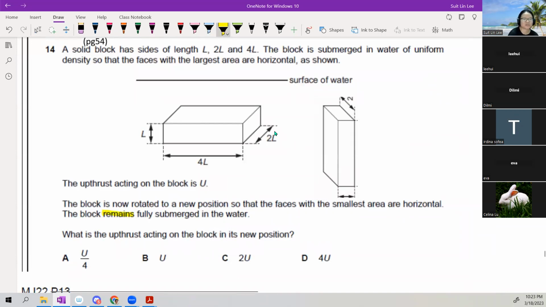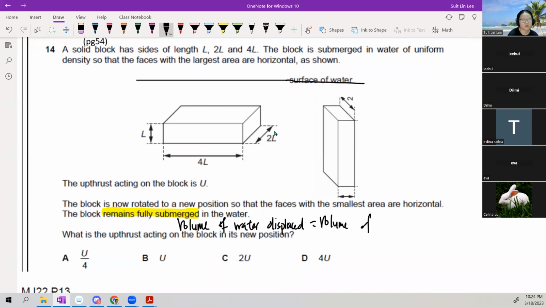You know why I know it's a trick question? Because I saw these 3 words. So if it remains fully submerged in the surface of the water, why should I care? The volume is the same. Volume of water displaced is still the same as the volume of the block. So the upthrust is still the same. Go watch the derivation video where I satisfyingly cancel out the area of the block. That means it does not matter.